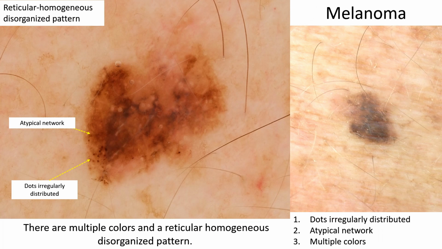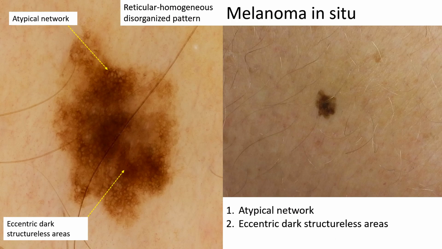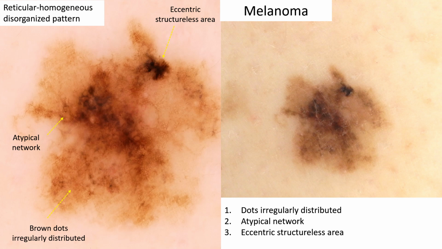For this melanoma, we see an atypical network. We have some dots that are regularly distributed, and you can see multiple colors with this reticular homogeneous disorganized pattern. In this case, we have a reticular homogeneous disorganized pattern. We have this blotch off center as well as this atypical network. Another case showing a reticular homogeneous disorganized pattern with this eccentric structureless area, this atypical network, and some brown dots which are irregularly distributed.